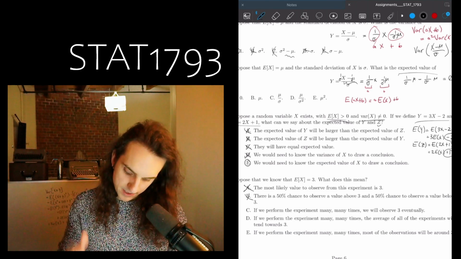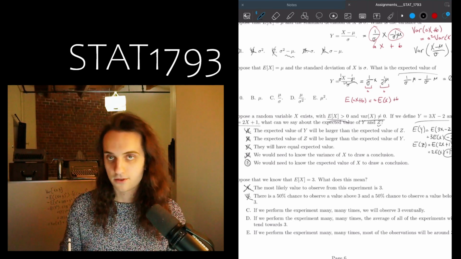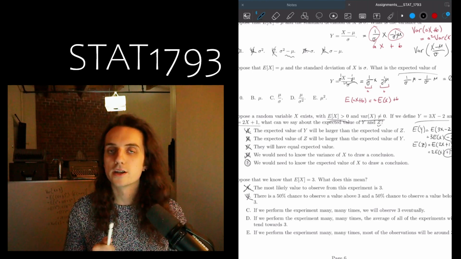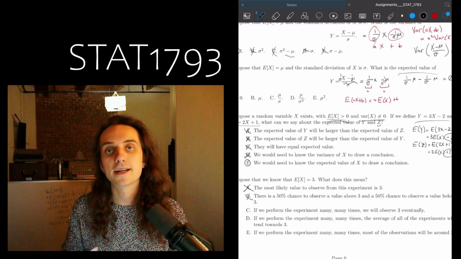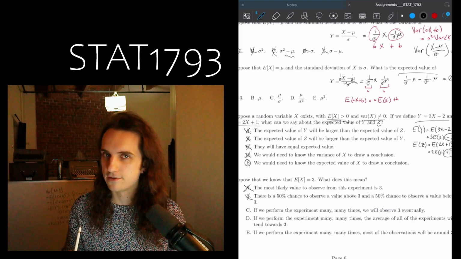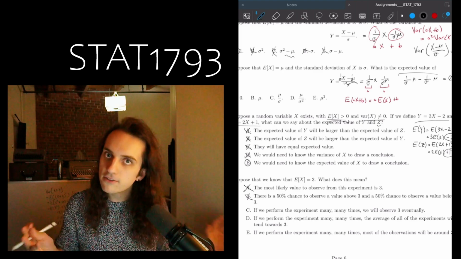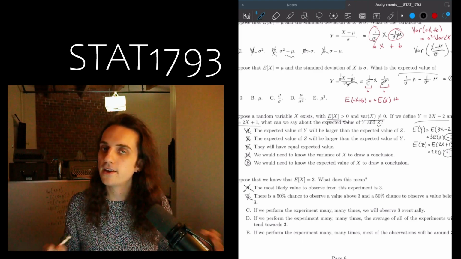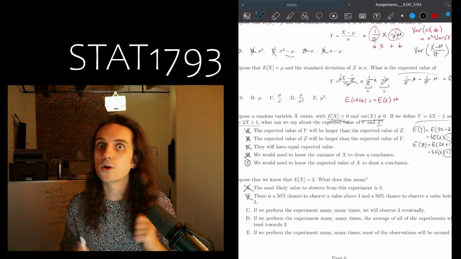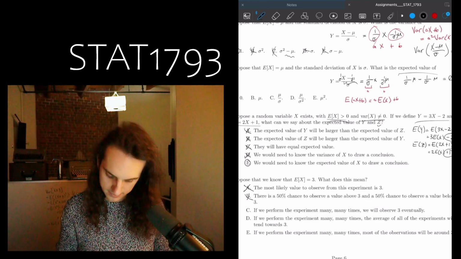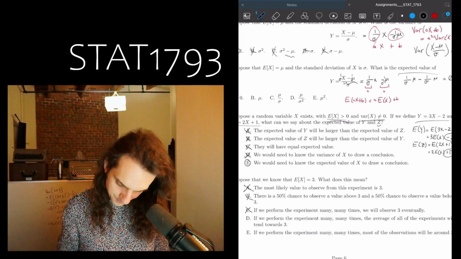If we perform the experiment many times, we will observe 3 eventually. This is not going to be the case. Think about the fact that the expected value of a die roll is 3.5. Right? You can roll your die forever. You're never going to see a 3.5. The expected value is still there, right? And so it's not that we're ever going to see the expected value, right? That's not necessarily going to be the case.